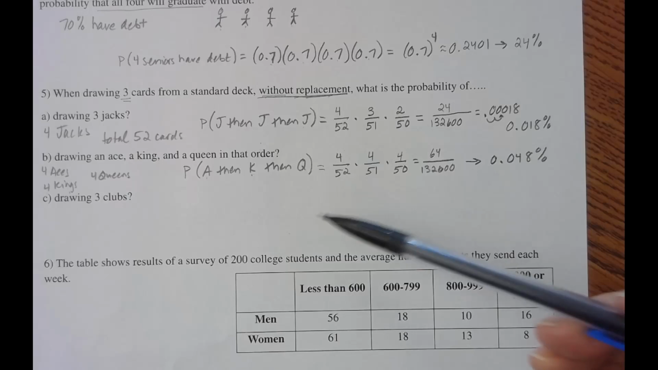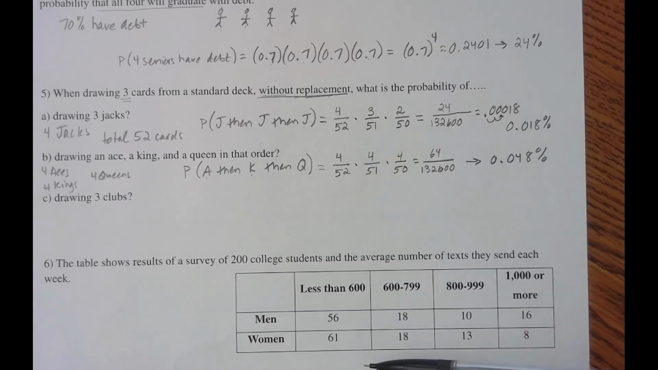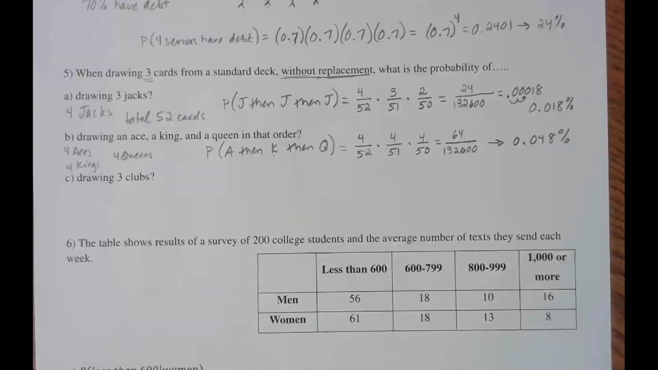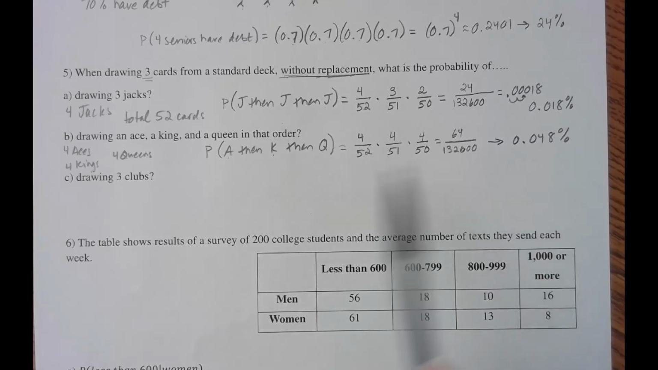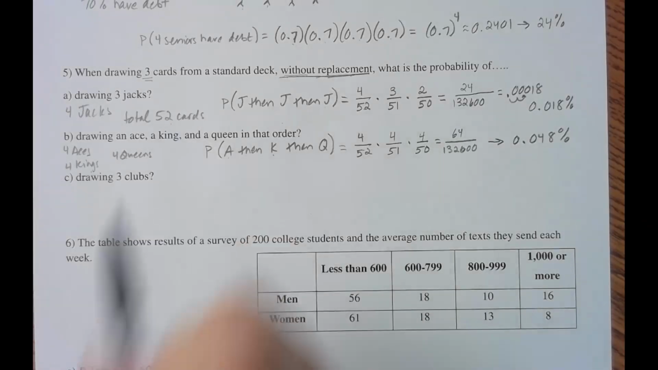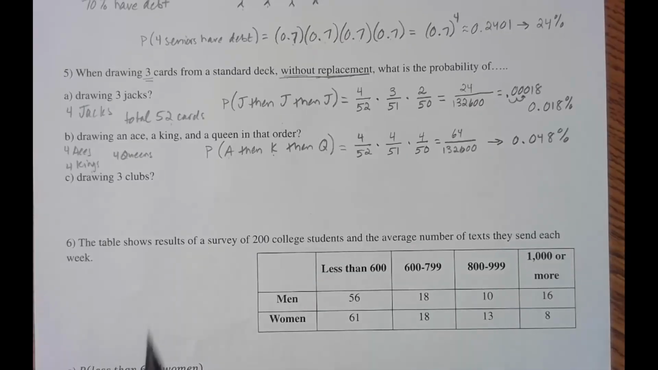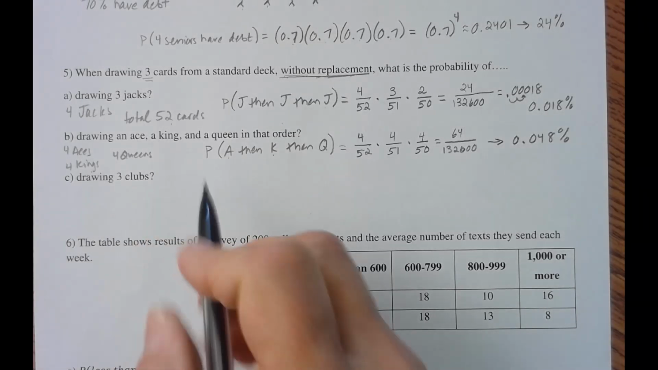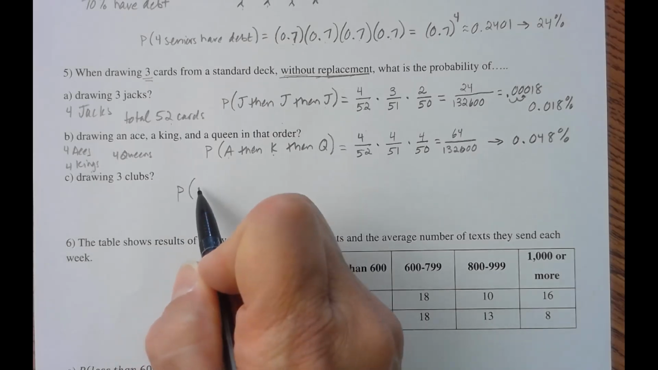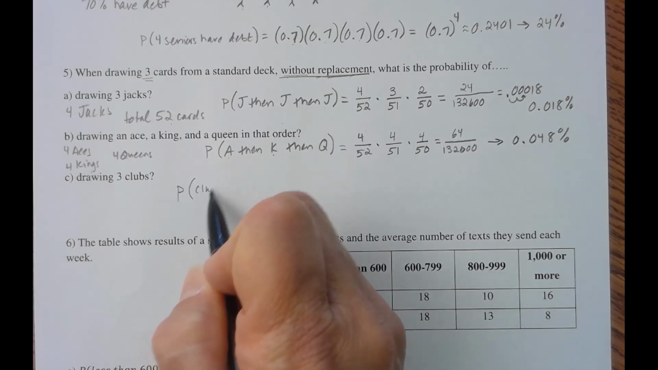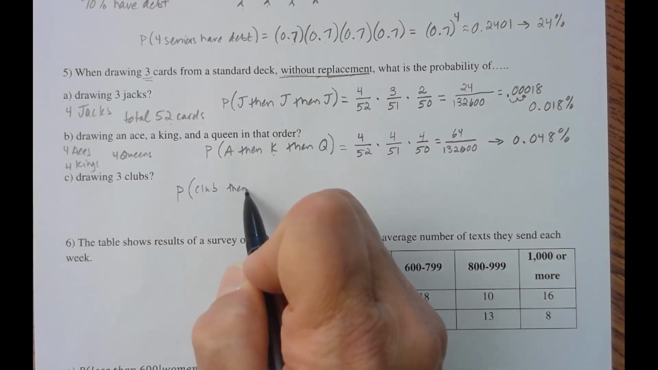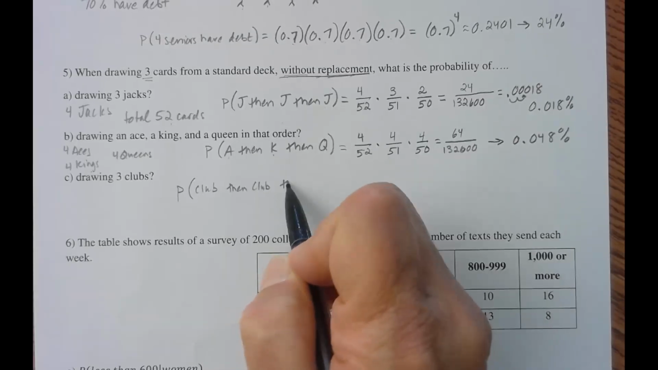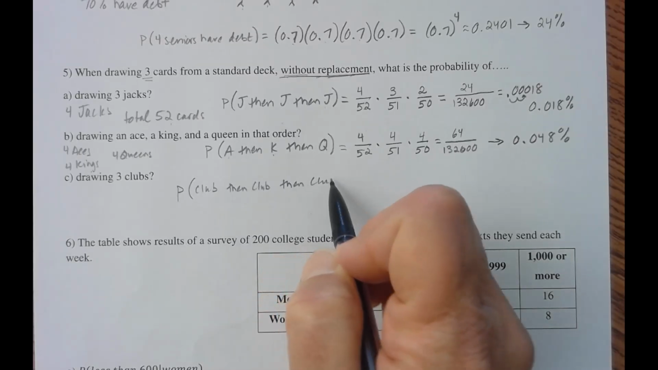Okay, we're going to switch it up one more time and then talk about conditional probability. So put these 3 cards back. So we're back to 52 cards in our deck. We are going to find the probability of drawing 3 clubs, one right after the other, without replacement. So probability of a club, then a club, then a club.